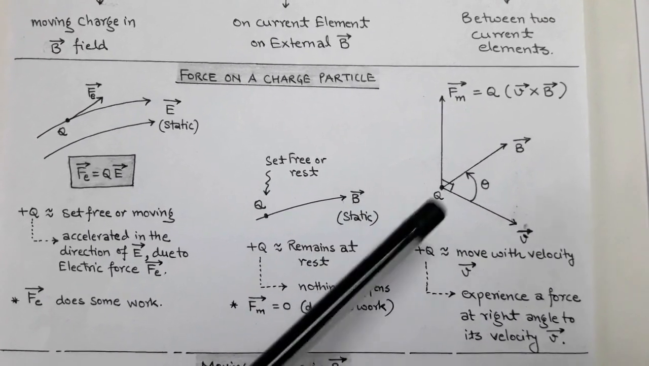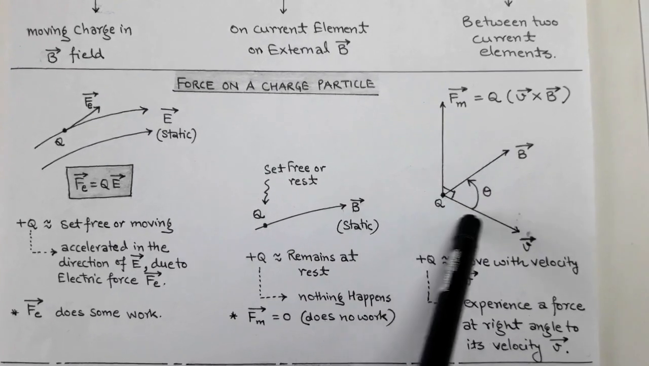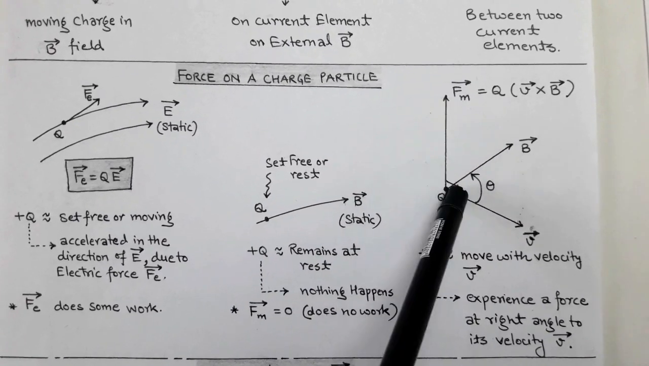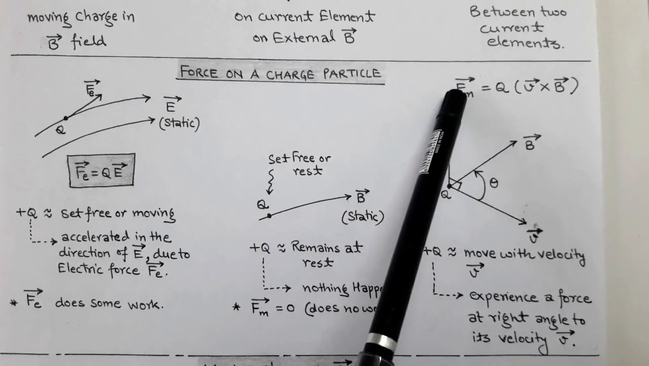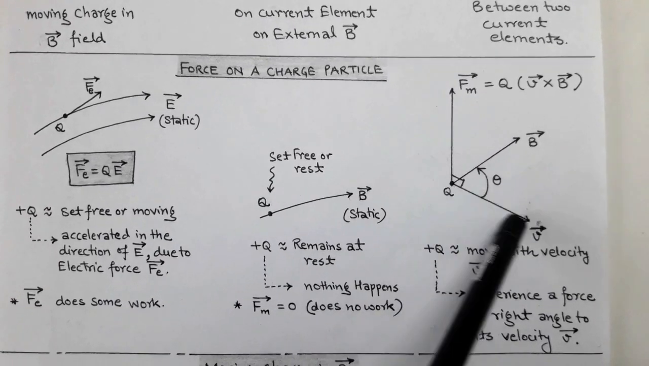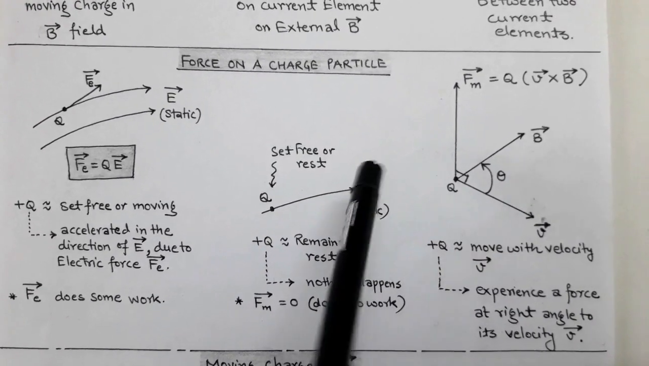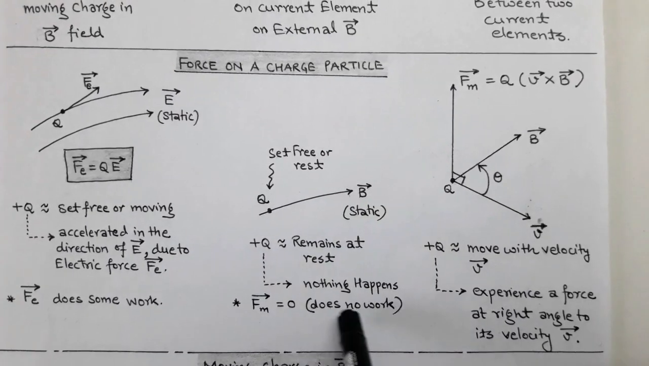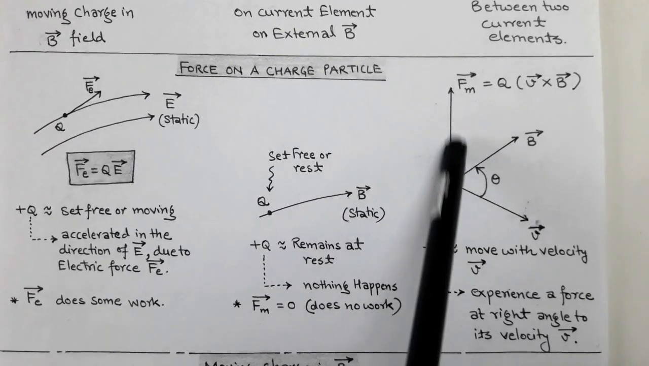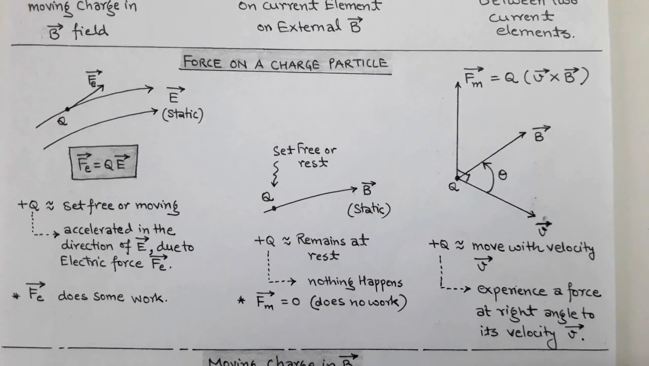But when a charge is moving with some velocity in the external magnetic field B, then there is a magnetic force, and the direction of this magnetic force is always right angle to its velocity v vector. So the magnetic force exists only when the charge is moving with some velocity in the external magnetic field B. If a charge is set free or at rest in the external magnetic field, then there is no magnetic force. But when a charge is moving with some velocity in the external magnetic field, then only there is a magnetic force, and the direction of the magnetic force is right angle to the velocity of charge.